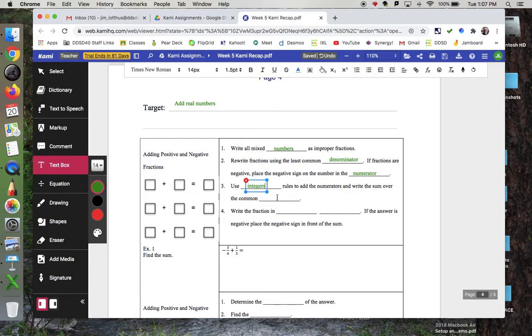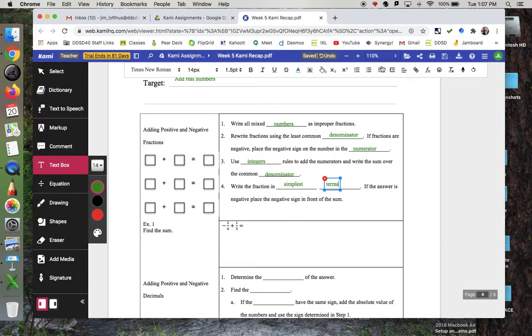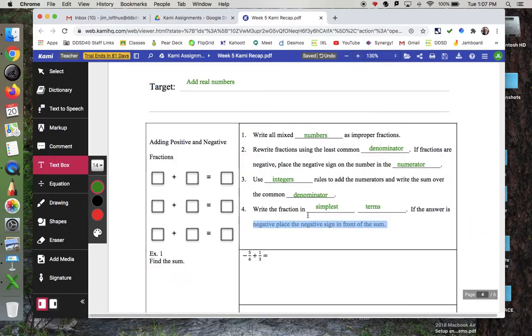And write the sum over the common denominator. And then write the fraction in simplest terms. It just means to simplify it. So then we did a couple of problems. Well, we did one example of this.